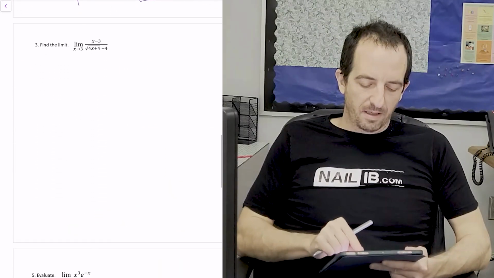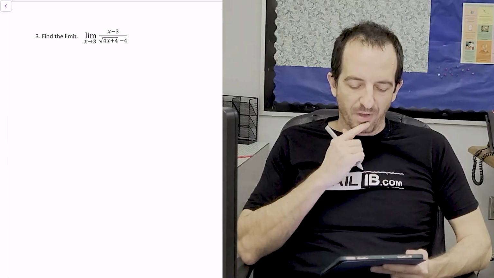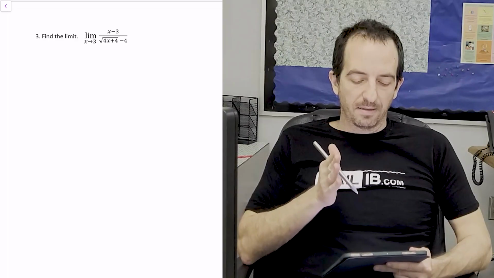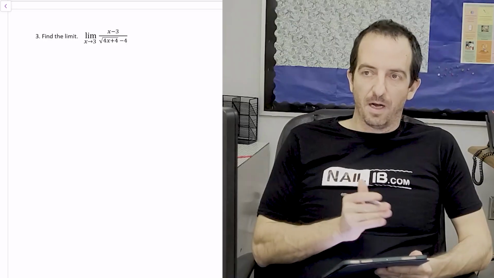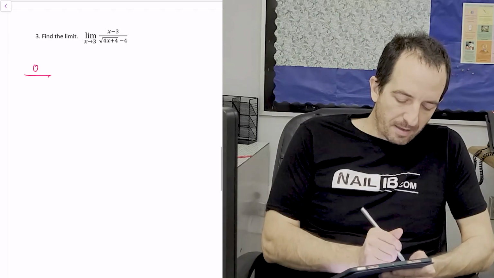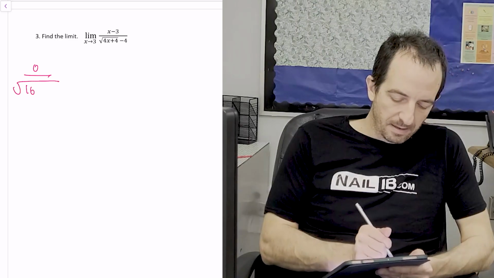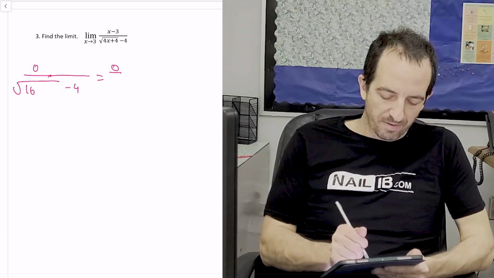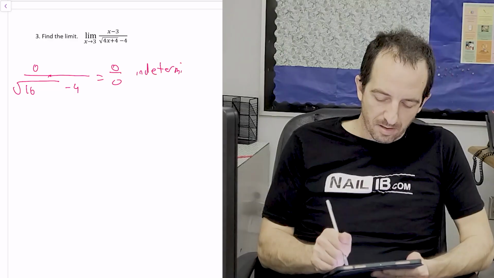Question 3, let's get a little bit different. We'll add in some radicals here. We're approaching 3 at this time. Try it yourselves and see if your work and answers match up with mine. And assuming that you have done so, I would start off by plugging in. I plug in, I get back 0 on top. On the bottom, 3 times 4 is 12, plus 4 is 16. Square root of 16 take away 4 is equal to 0 over 0. Indeterminate.